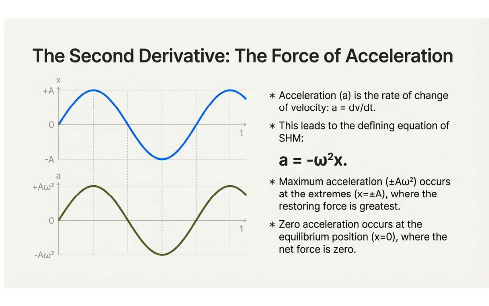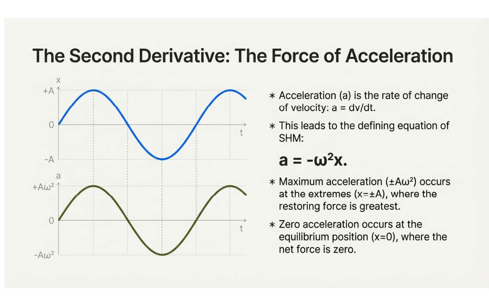Acceleration is the rate at which velocity changes over time, expressed as the derivative of velocity with respect to time. In simple harmonic motion, this relationship is captured in the equation a equals negative omega squared times x, where omega is the angular frequency and x is the displacement. The acceleration reaches its maximum value at the points where the displacement is at its peak, and these are also where the restoring force is strongest.